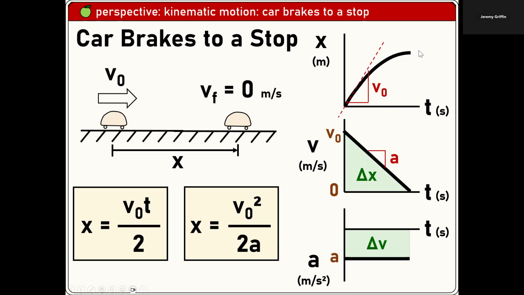And guys, is this a parabola right here? Yeah, that's a parabola. Where's the vertex? Yeah, right at the end point. Right at the stop point.